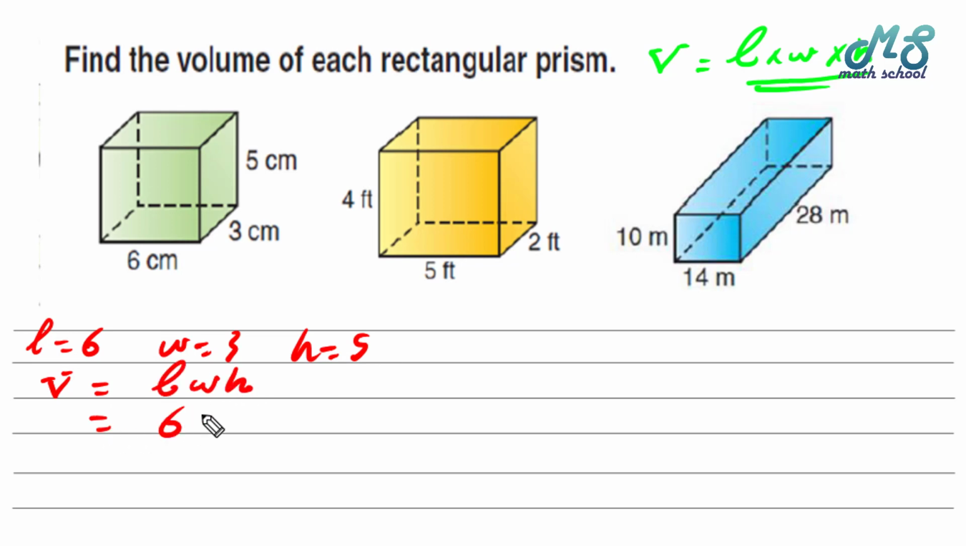We can find the volume by just multiplying length by width by height. So we get 6 times 3 times 5. First, 6 times 5 equals 30. 30 times 3 equals 90. So we get 90 cubic centimeters.